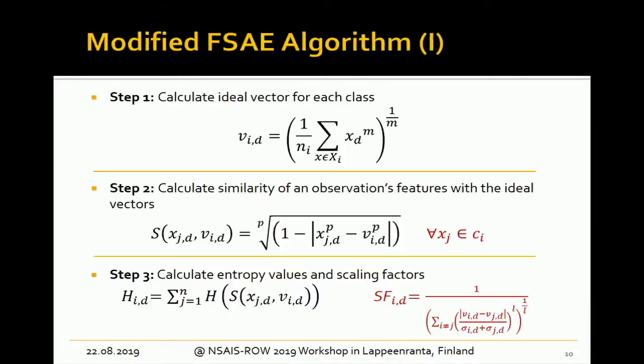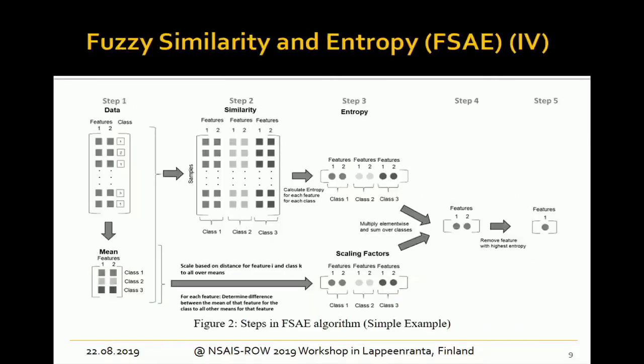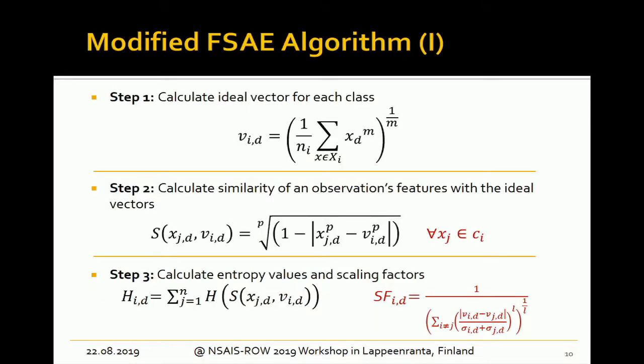And now the question is, which adjustments did we make? The modified algorithm in the beginning remains the same, so you can also calculate the ideal vector, for instance, with a generalized mean or Bonferroni mean or OWA operator. And one change appears in the second step. Before, for the observations, we calculated the similarity with each of the classes. This now changes. We only measure the similarity with the own class's ideal vector. So you take an observation and only compare it to the representative of its own class.